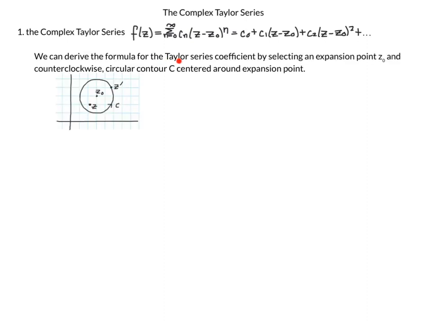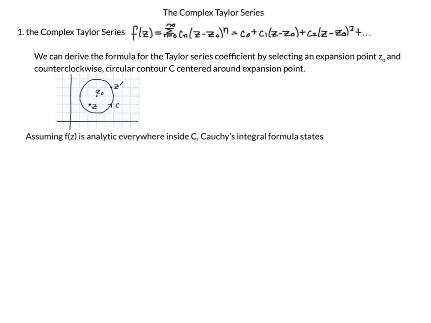We can derive the formula for Taylor series coefficients by selecting an expansion point z naught and a counterclockwise circular contour C centered around the expansion point. And I'm just going to outline a few points about the derivation of this formula without actually deriving the formula. Your book outlines the derivation more, but I don't want to focus on the derivation in this video because there are more important techniques we need to get to. But there are some things worth mentioning.